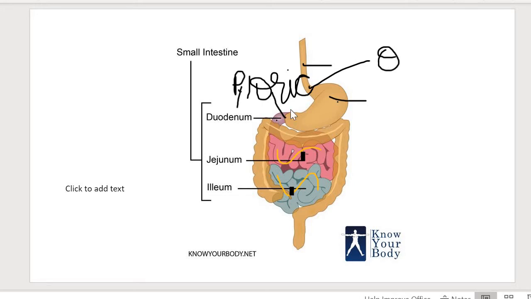Duodenum is the small part. You can see here it is a small part of small intestine. Small intestine is divided into three regions. One is duodenum, second is jejunum, and third is ileum. D for duodenum, D for digestion, and digestion takes place in duodenum. J for jejunum, J for joy. Yahan pe se food ki enjoyment hoti hai. Food stays here and after that food enters into ileum, where further digestion, if it is required, otherwise absorption takes place.